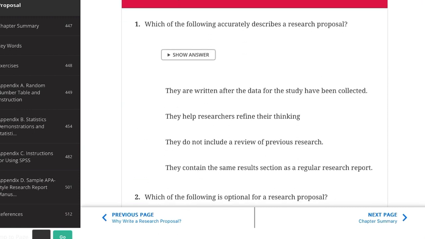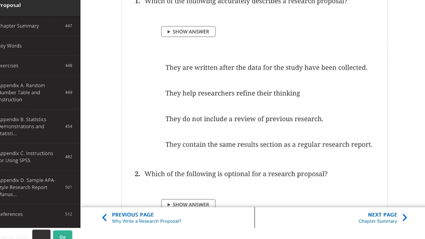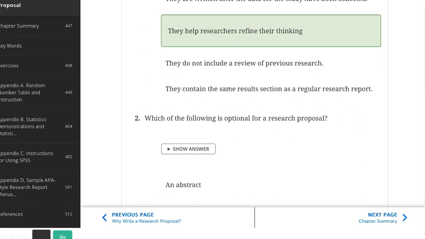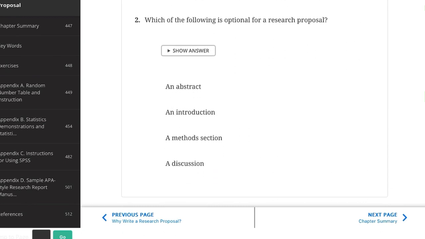So which of the following accurately describes a research proposal? Obviously, it's not written after the data has been collected, and it does include previous research, so that third one's not it. And the results section is not going to be the same because you don't have data. So obviously the answer is that it helps researchers refine their thinking. And that's just one of the purposes, obviously.